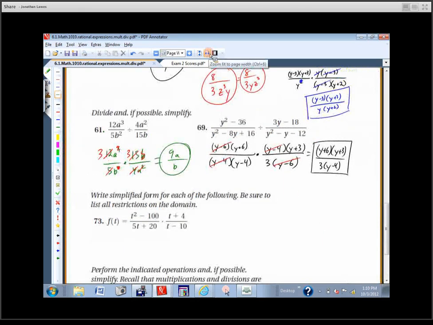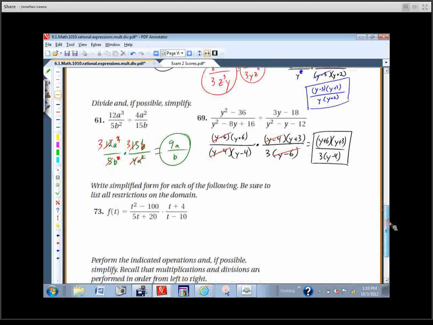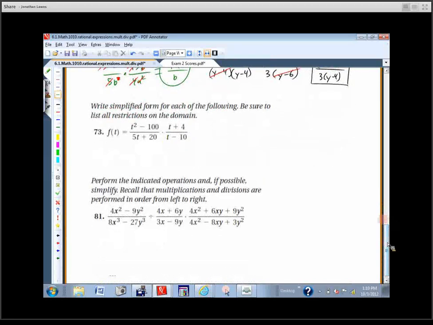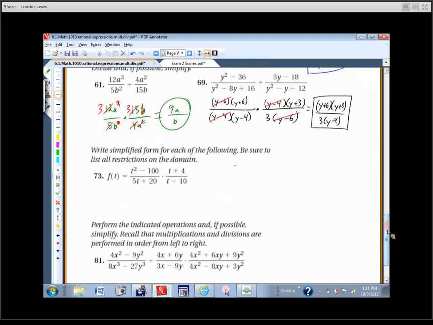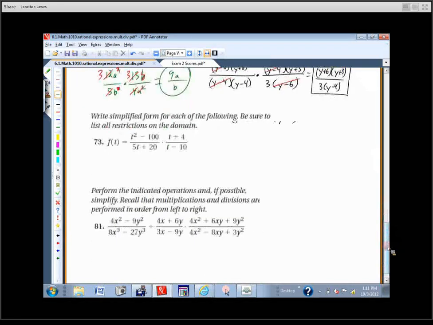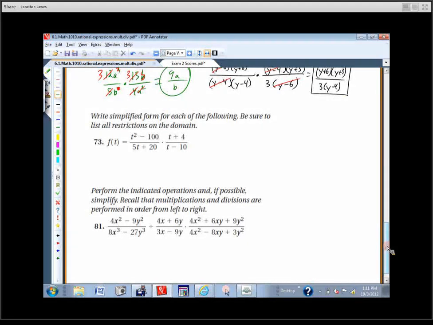Okay. Then 2 more problems. We good? Everybody got that one? Okay. So this 73 probably isn't too bad, and 81 a little bit on the interesting side. Write the simplified form for each of the following. Be sure to list all restrictions in the domain.